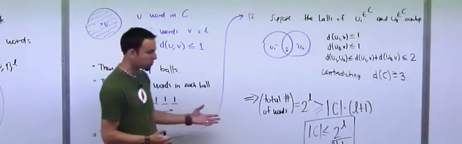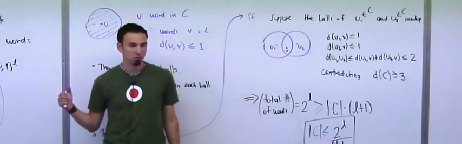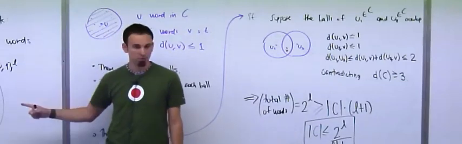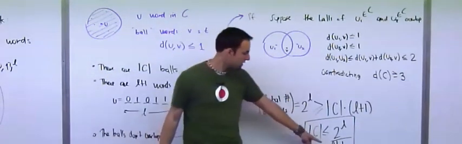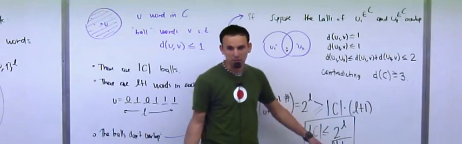Okay. So what I just proved to you guys is that if you have a code of length L and distance 3, then this is the largest that it can be. It can't be any larger than this. I just proved that.